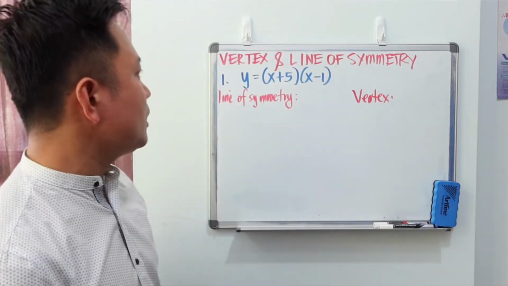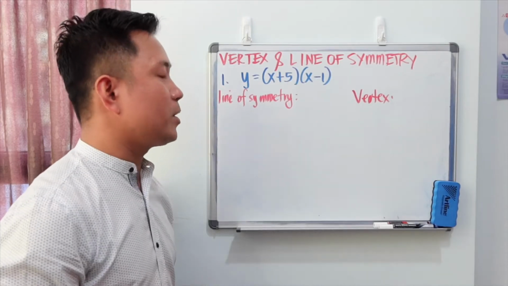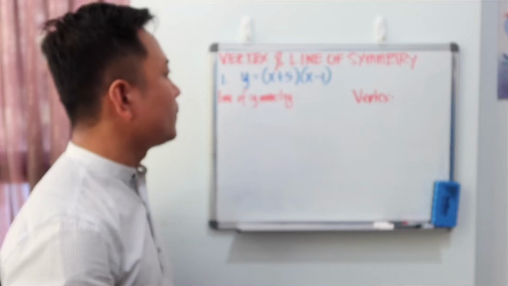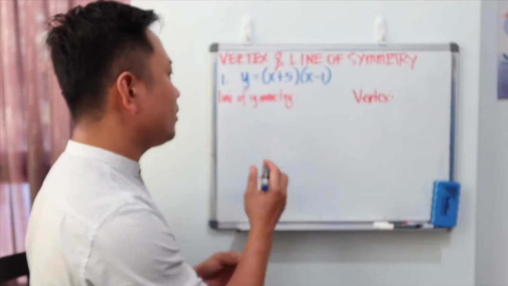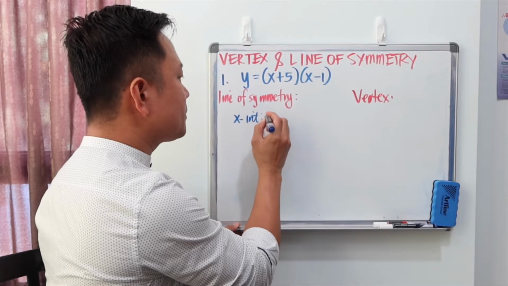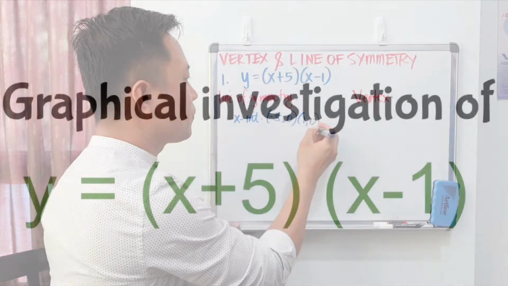We have y is equal to (x plus 5)(x minus 1). This quadratic function is in factored form, so that means we can easily get the x-intercepts. The x-intercepts are (-5, 0) and (1, 0).